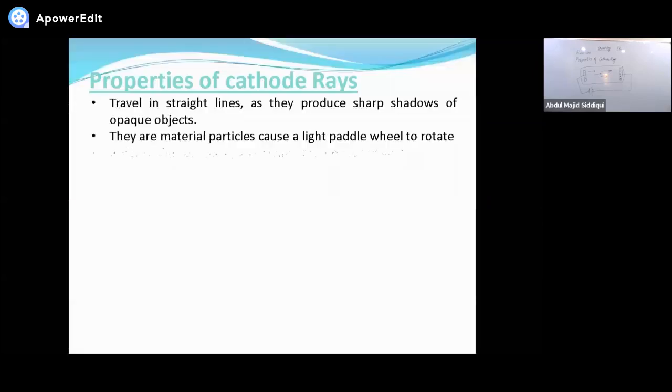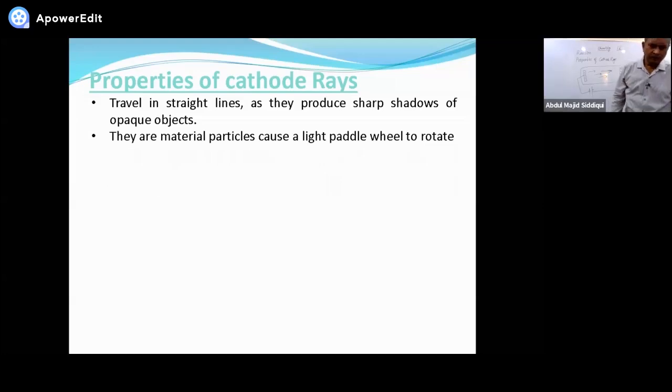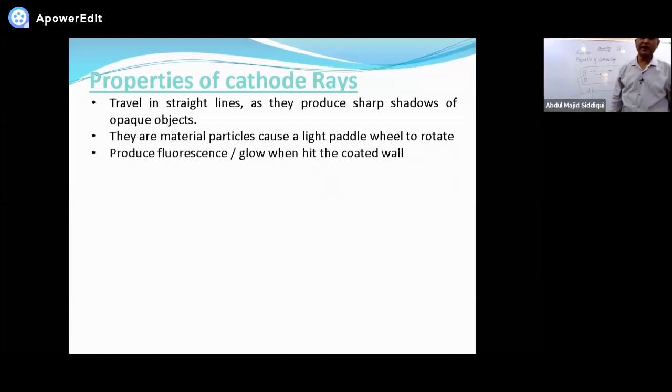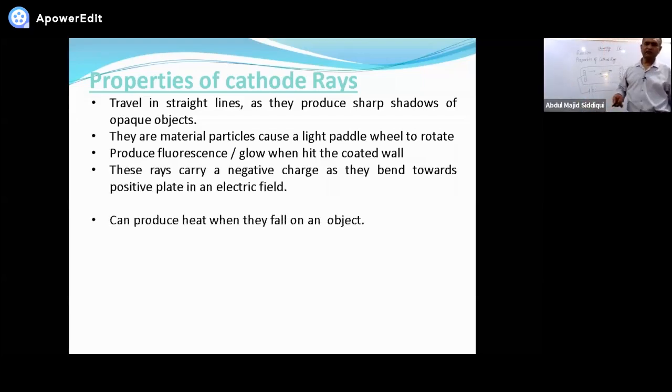So, dear students, these are the properties. Which is the first property? They travel in a straight line. Which is the second one? They can rotate a wheel, because they have a power, kinetic energy. They produce fluorescence. This we have discussed earlier, that these rays, when they hit a wall having a coat of zinc sulfide, will glow, will produce fluorescence. All right. These rays are negatively charged. We have done that.